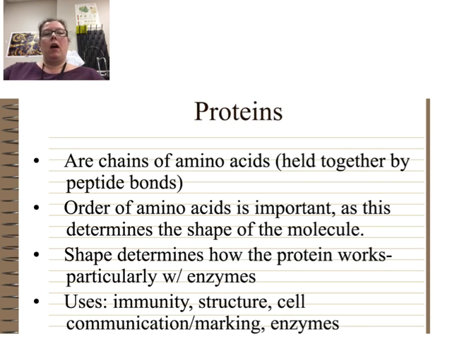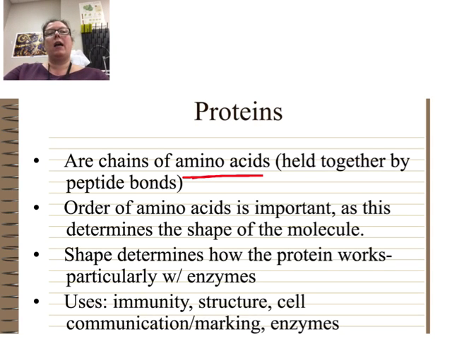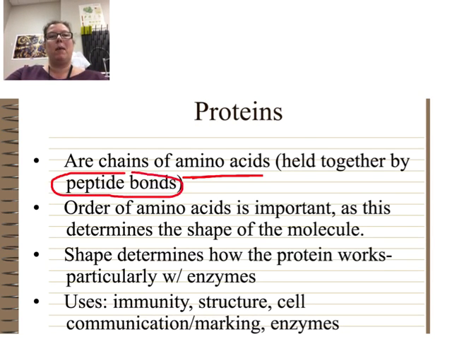The building blocks of the proteins are the amino acids, so these are the monomers, and the type of bond here has a special name in proteins. It's called a peptide bond. So peptide bonds hold together proteins, or hold together the amino acids to make the proteins.